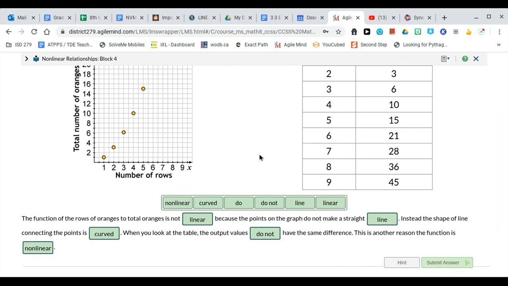So our table, the function of the rows of oranges to total oranges is not linear because the points on the graph do not make a straight line. Instead, the shape of the line connecting the points is curved. When you look at the table, the output values do not have the same difference. This is another reason the function is non-linear.